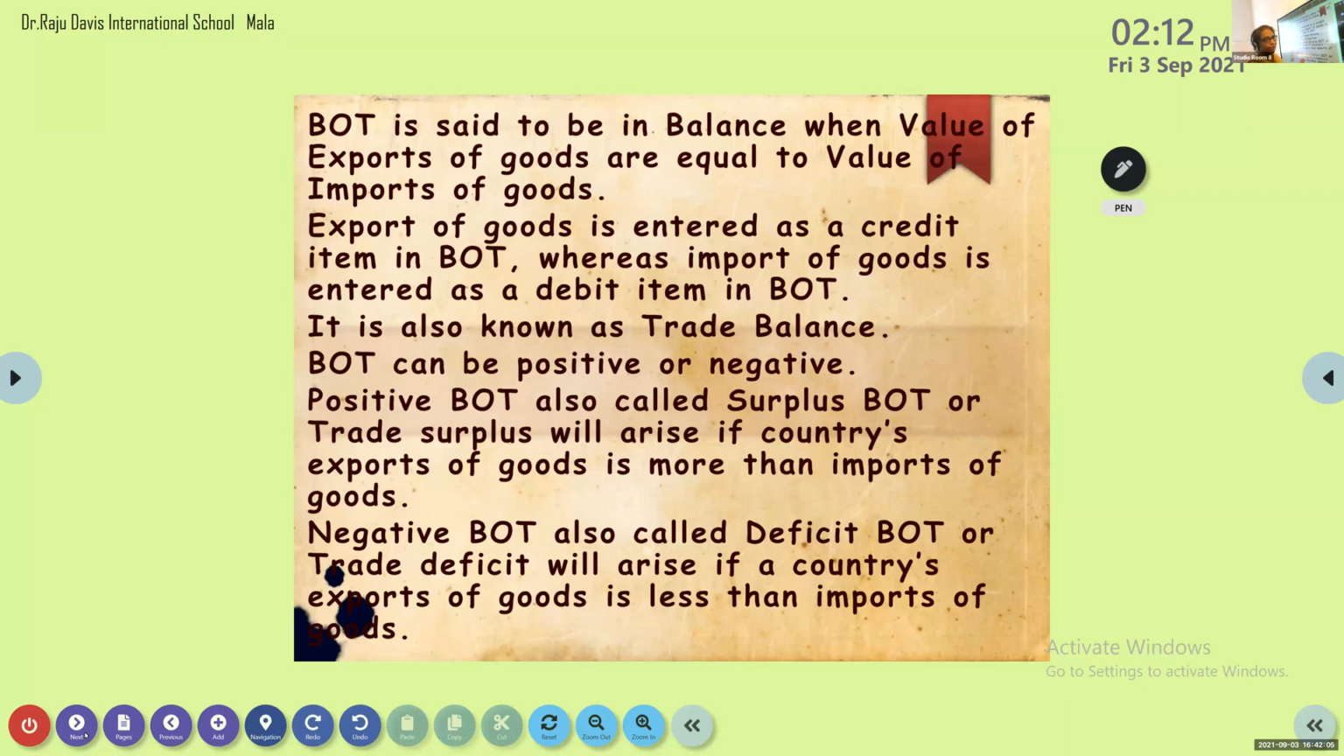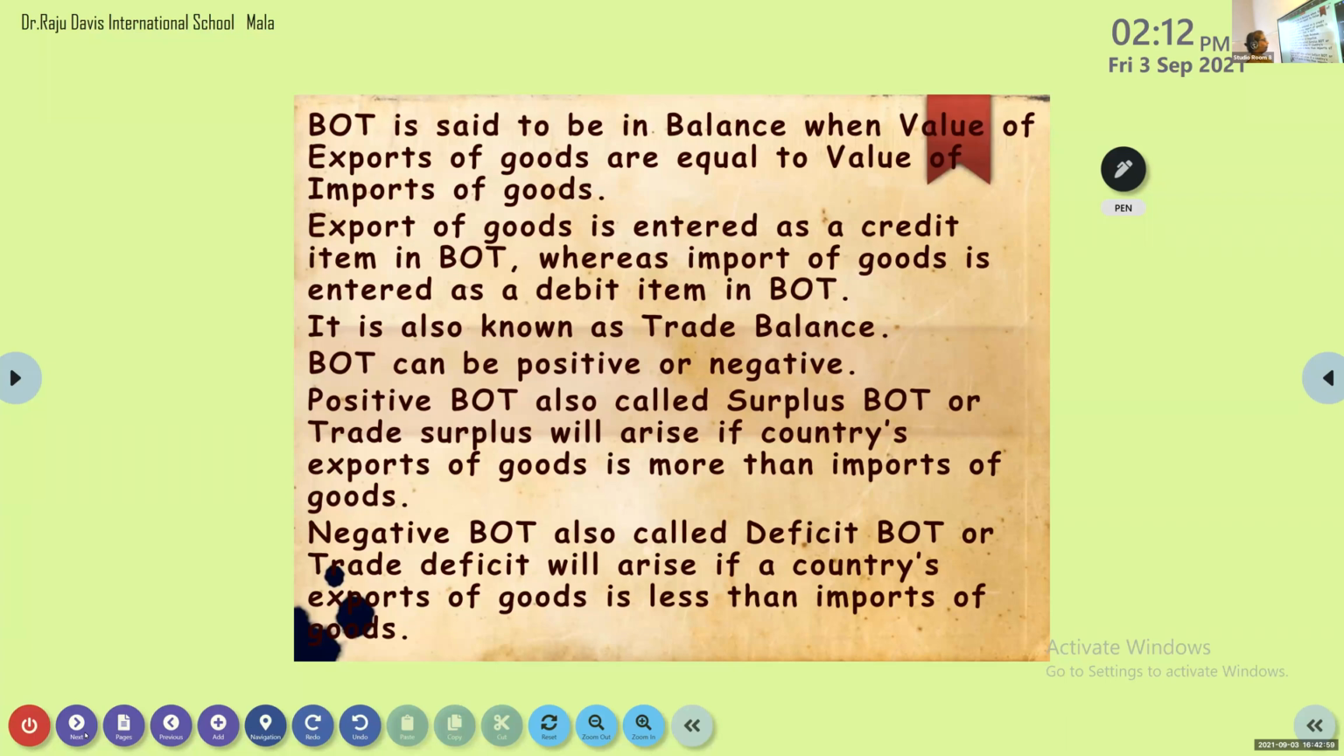So we have a positive balance of trade, or we have a surplus balance of trade when, when do we have a surplus balance of trade? Anila? When do we have surplus balance of trade? Once more, Anila? If a country's exports of goods are more than imports. Yeah, exports of goods are more than imports of goods. That situation, we will have a surplus balance of trade.